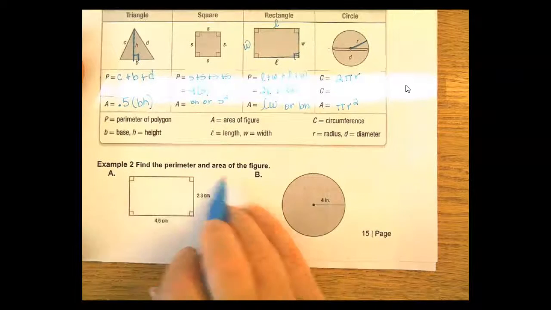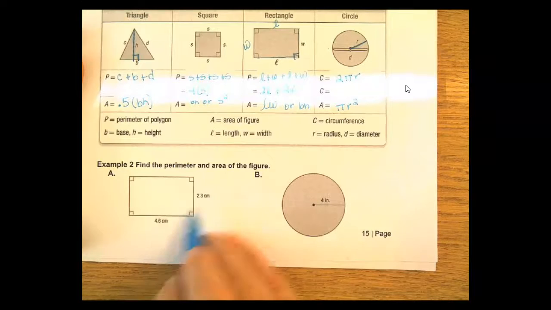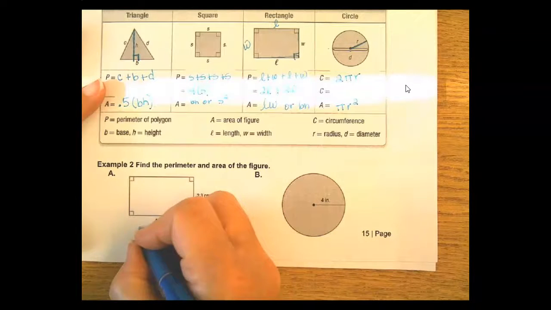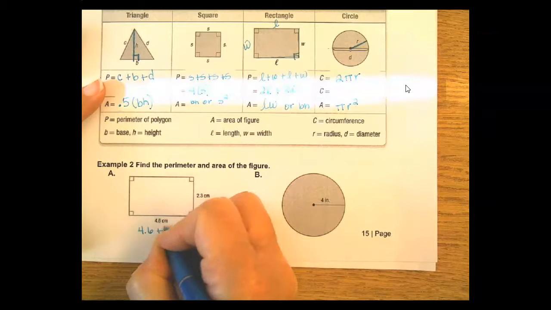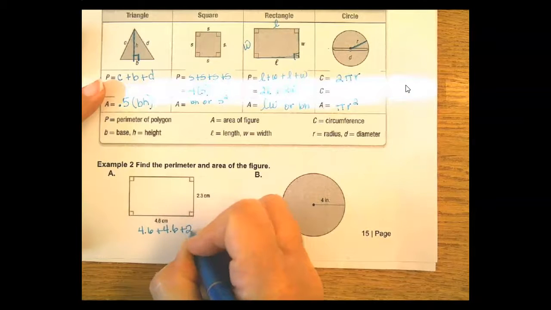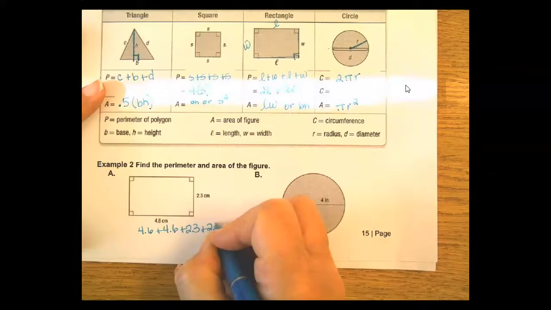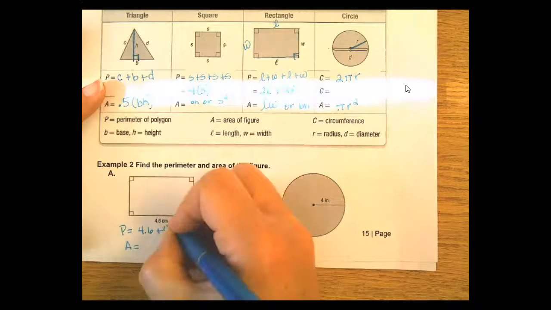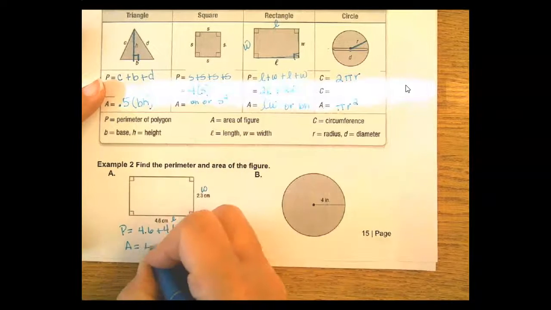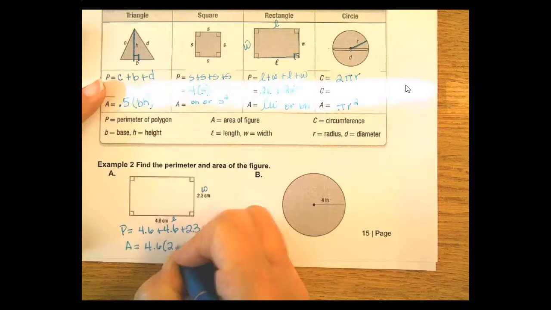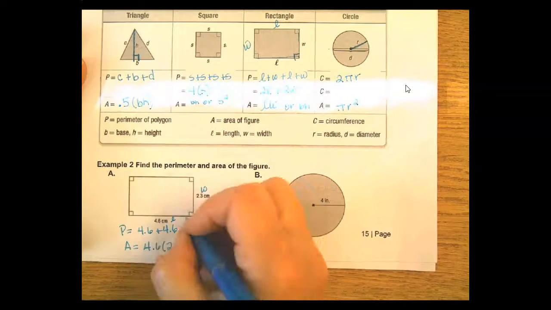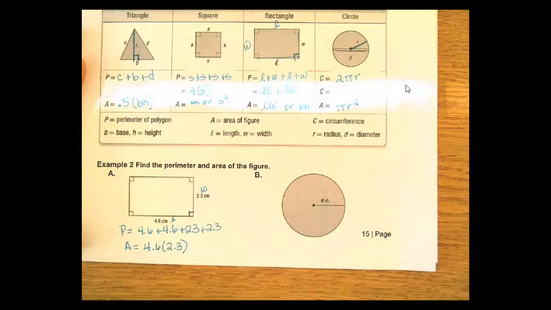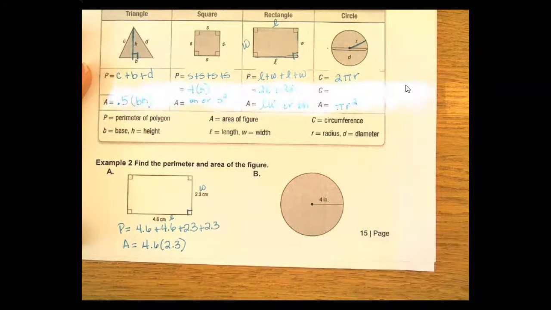Find the perimeter and area. So this is a rectangle, and I don't care how you do it. You could do 4.6 plus 4.6 plus 2.3 plus 2.3 for my perimeter. Area is, and label these, length times width. So 4.6 times 2.3. I know it's my base and height because of this 90 degrees. I'm going to go ahead and move on because I know you guys are getting tired.